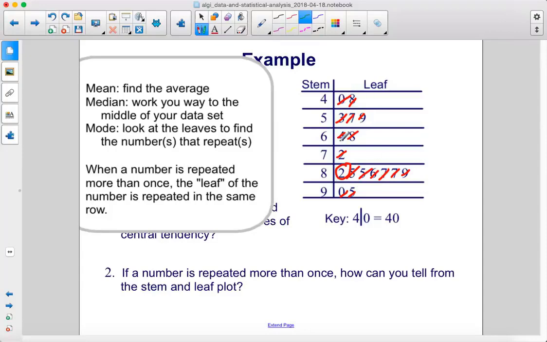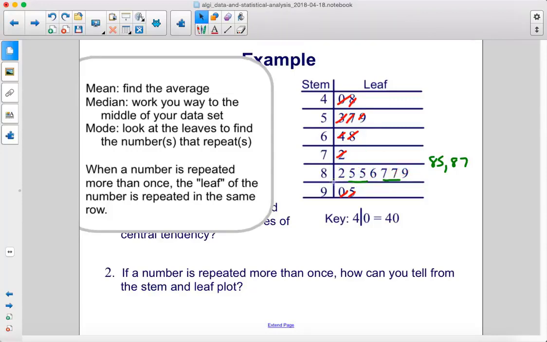For mode, look at the leaves to find the numbers that repeat. So the ones that repeat are 5 and 5 and 7 and 7. Therefore, the modes here are 85 and 87. For number 2, if a number is repeated more than once, how can you tell from the stem and leaf plot? Well, that's how you find the mode. So you would just look in the leaves to see which numbers repeat. Let me clean some of this up a bit.